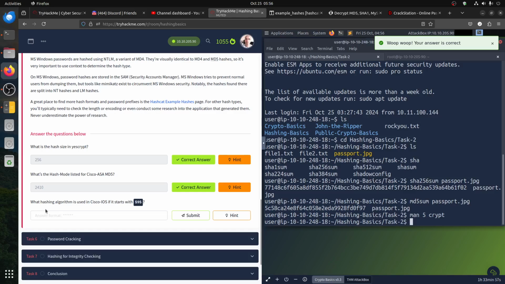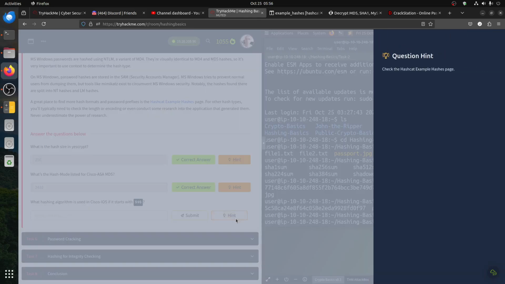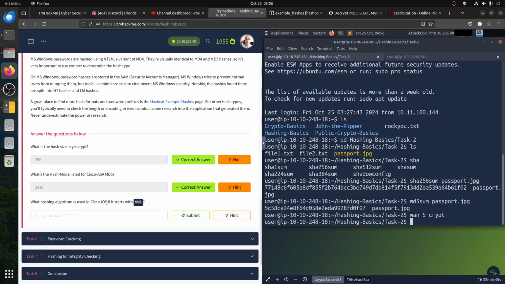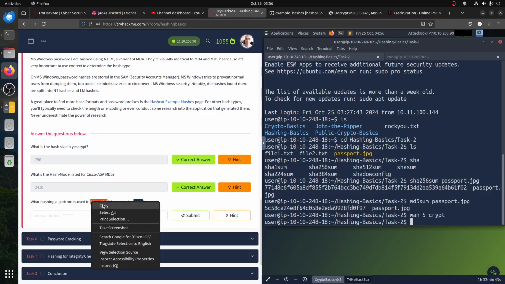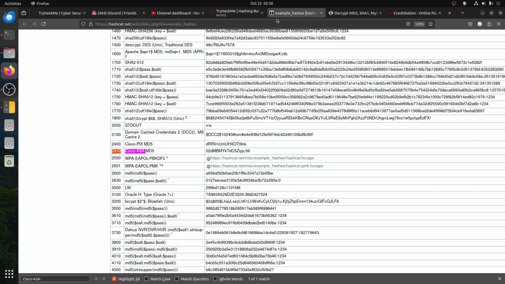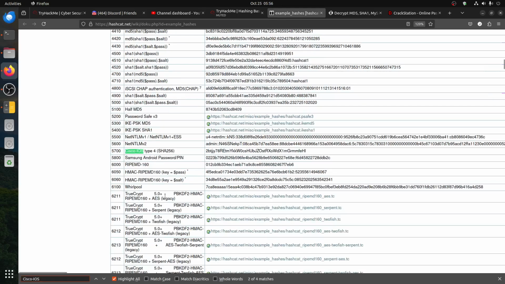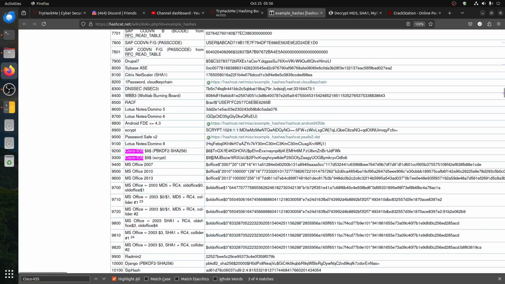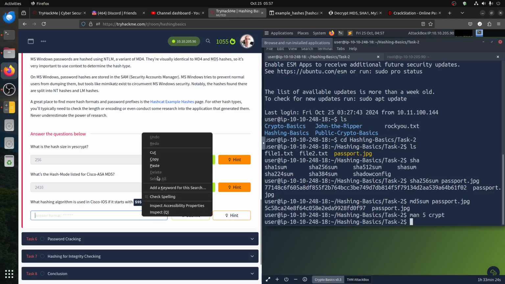And then what hashing algorithm to use in Cisco iOS if it starts with $9? Cisco iOS $9. Okay, Cisco iOS, not this one. We're looking for $9. This is $9. So it should be this one, scrypt. Okay.